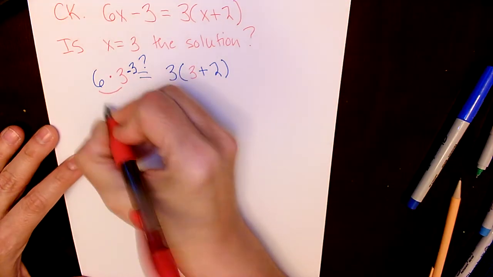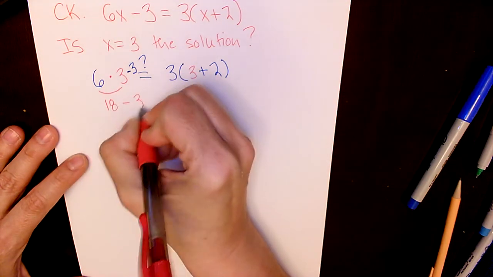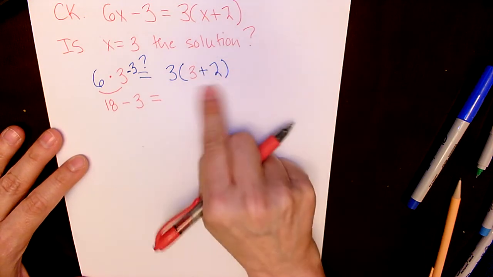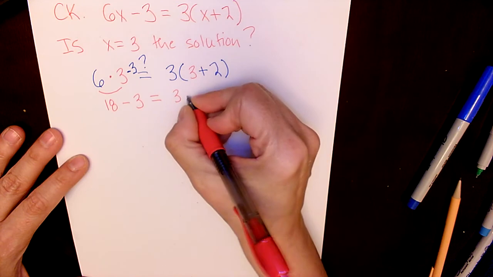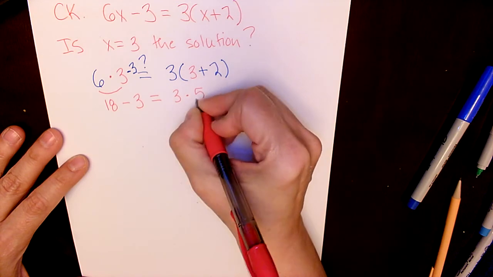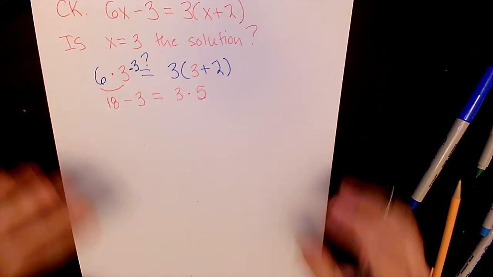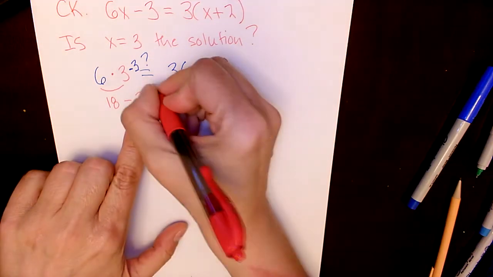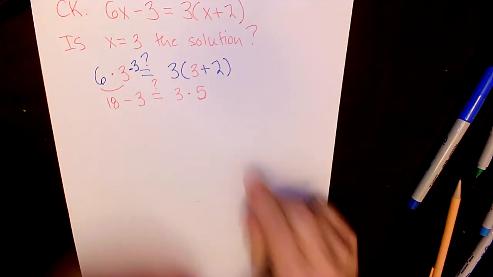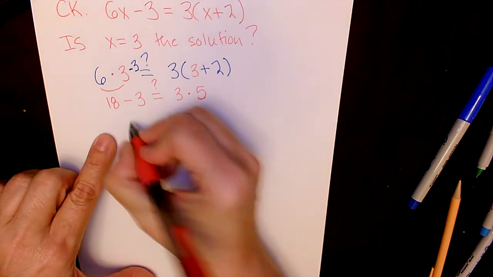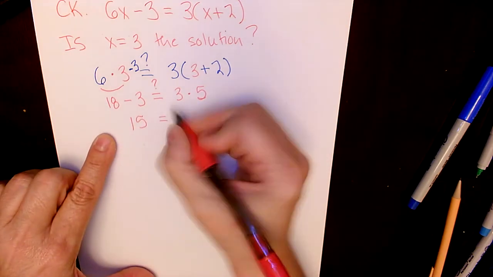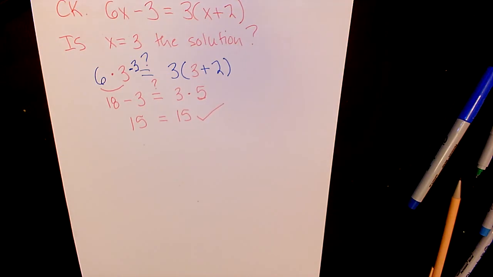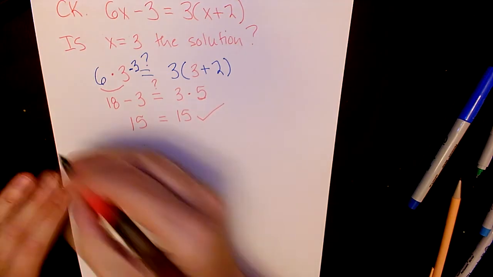Well, 6 times 3 is 18 minus 3. And if we do parentheses first, this is really 3 times 5, because 3 plus 2 is 5. Okay, are these two sides both coming out to be equal? Well, 18 minus 3 is 15, and 3 times 5 is 15, so it does check. So x equals 3 is the correct solution.